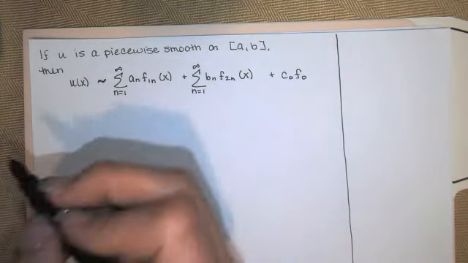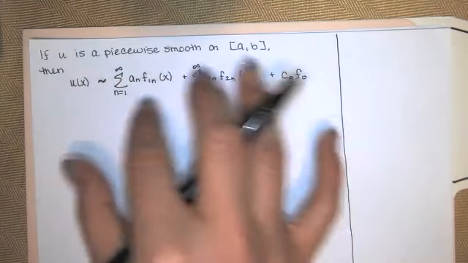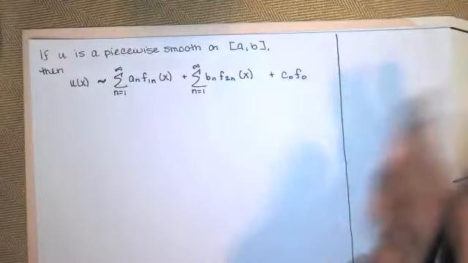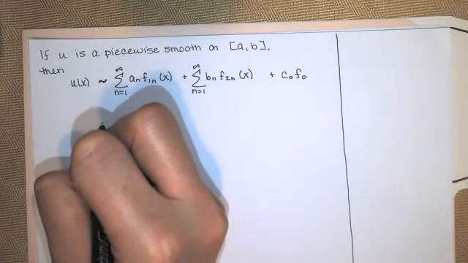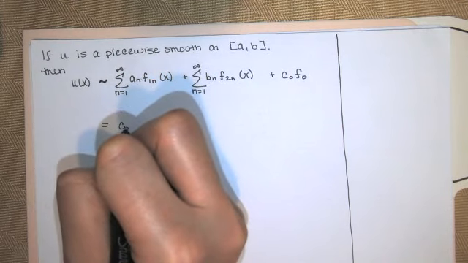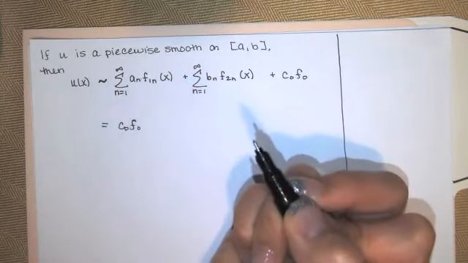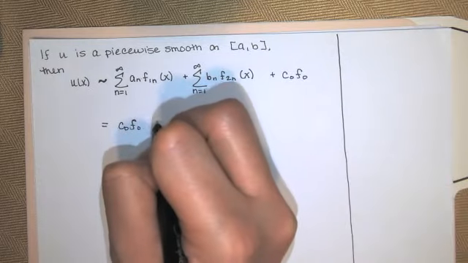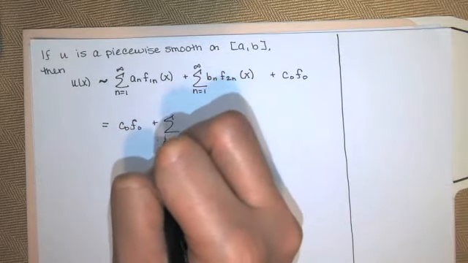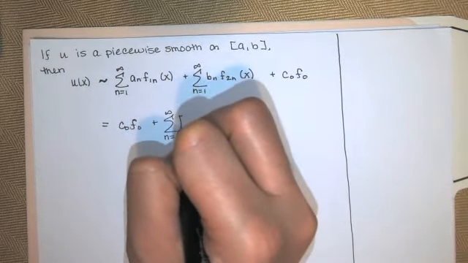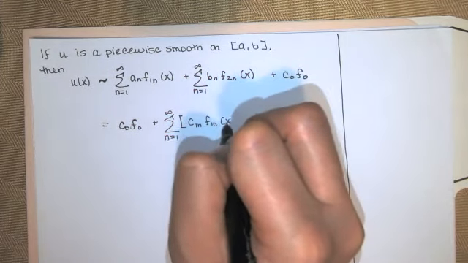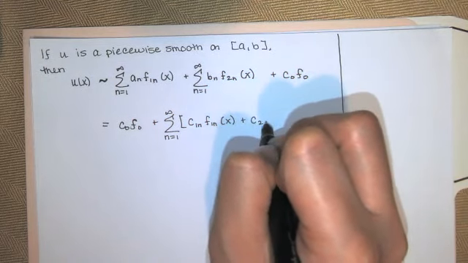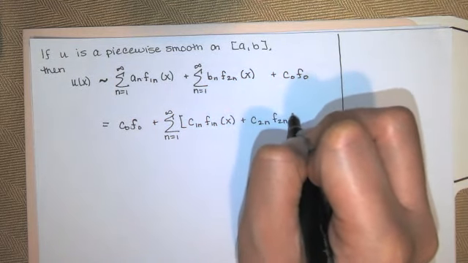Now, rather than using these labels a sub n and b sub n and c sub 0, sometimes people will write it like this. I think this is how it's written in the Constanta textbook. We'll have c sub 0 times f sub 0 plus the sum, n goes from 1 to infinity, of c sub 1n times f sub 1n of x plus c sub 2n times f sub 2n of x.